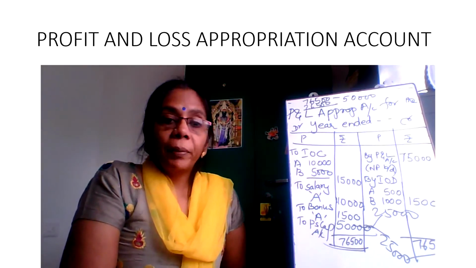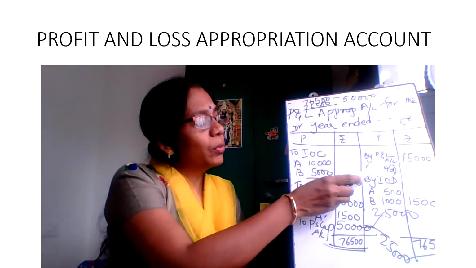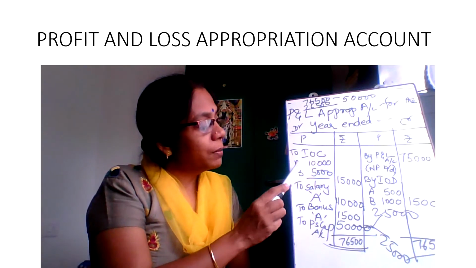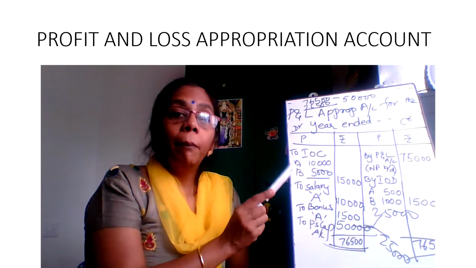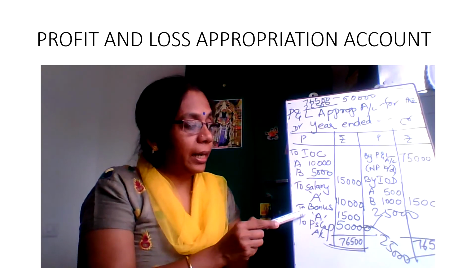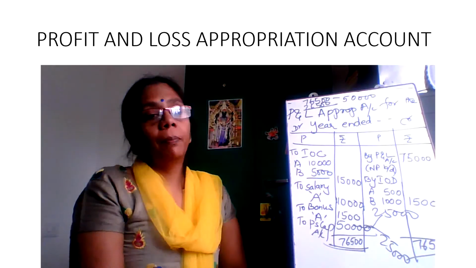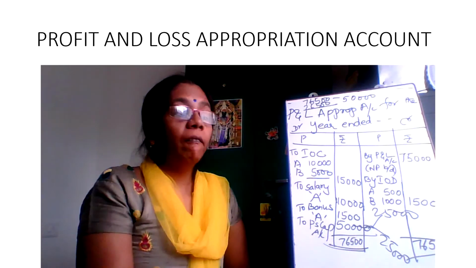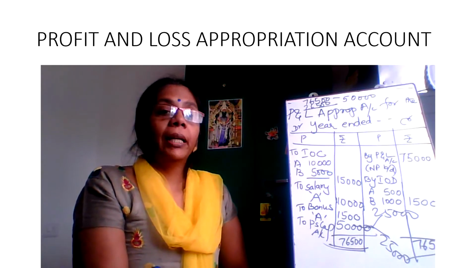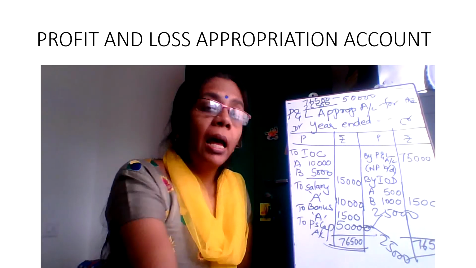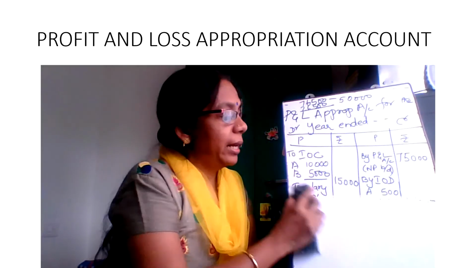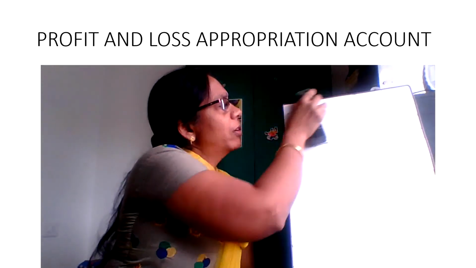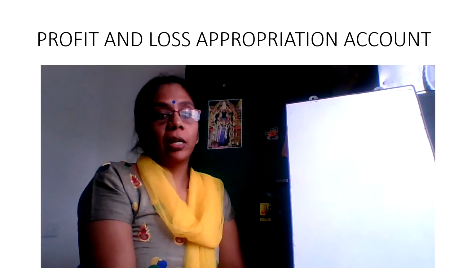25,000. So an appropriation account starts with a balance of either the net profit or the net loss, and the firm's payments, whatever the firm pays to the partner, will be debited. Whatever the firm receives from the partner will be credited. The difference in these two accounts will be posted to the capital accounts of the partners in the profit sharing ratio. I hope, students, you have understood the preparation of the profit and loss appropriation account.